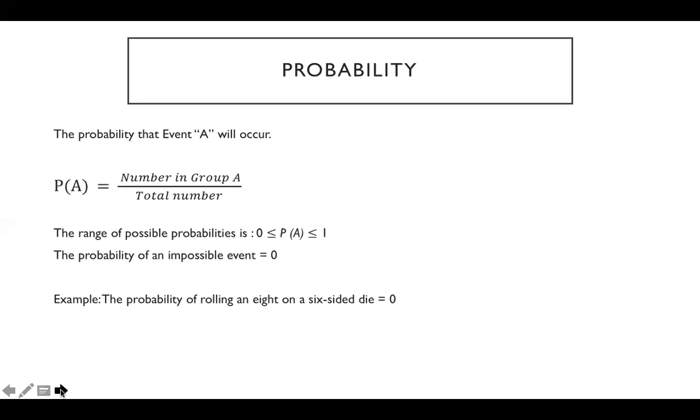An example of this would be the probability of rolling an 8 on a 6-sided die. There's only 6 sides to a 6-sided die, so there's no way you could roll an 8. That probability would be 0. On the other hand, if you were to get a probability of 1, that means that event is certain to occur.